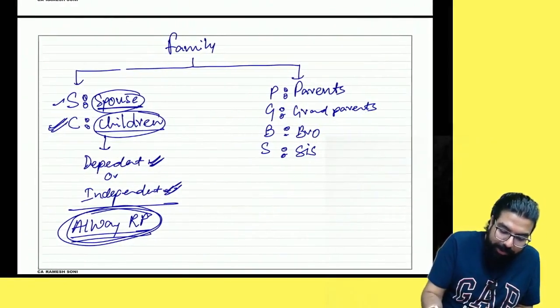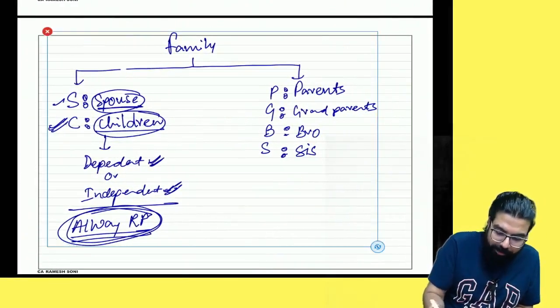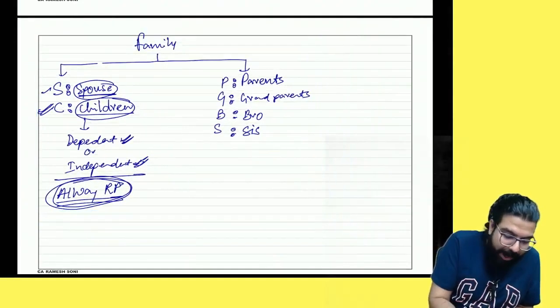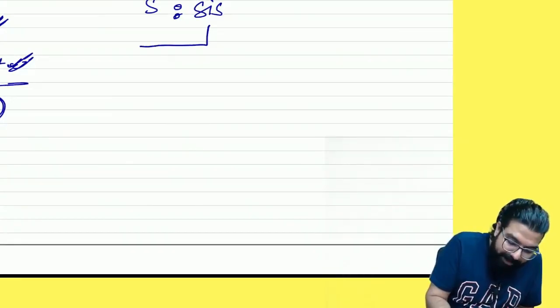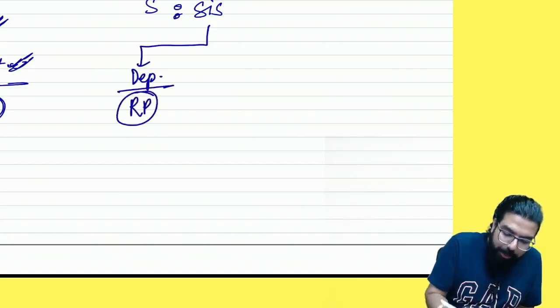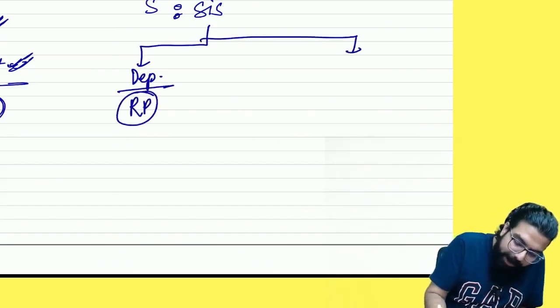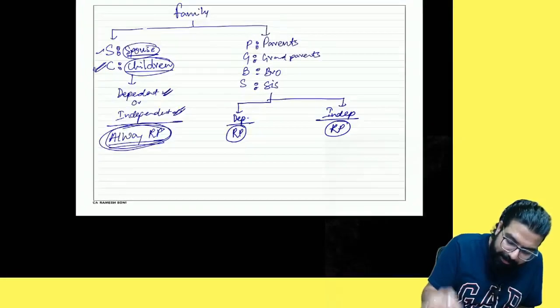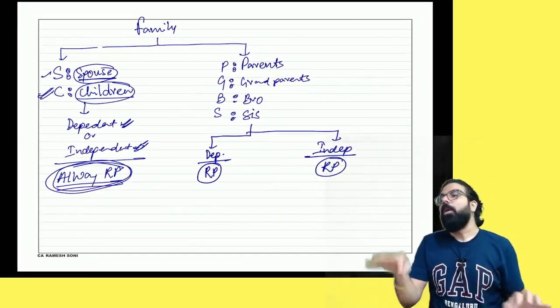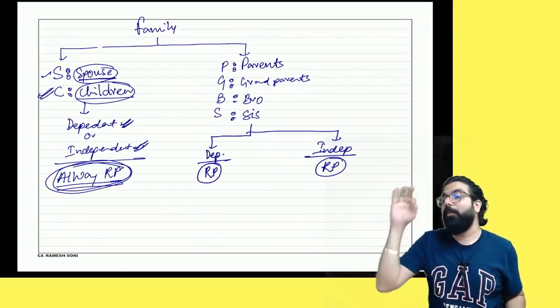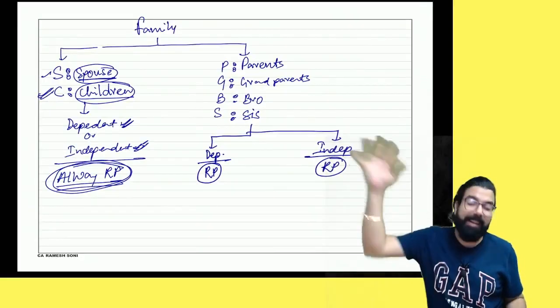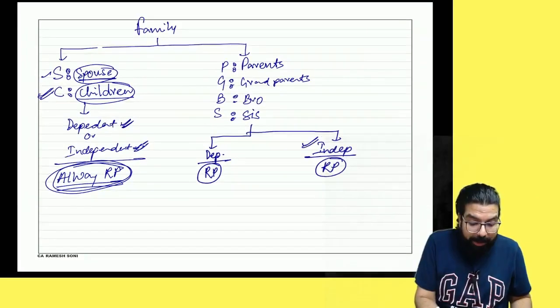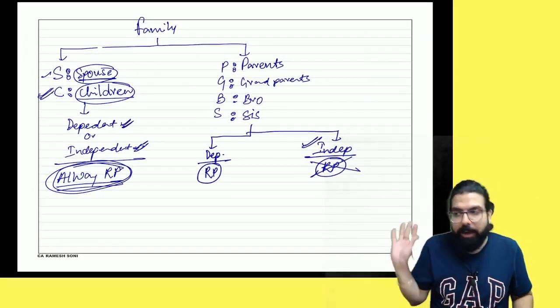Now you have to understand this parents point very importantly. Listen, my parents, grandparents, brothers and sisters, if they are dependent on me, only then they are my related person. If they are independent, they are not my related person. Sir, what do you mean by this? I'll tell you. My father is a well settled doctor. Dependent or independent? They are not my related person.